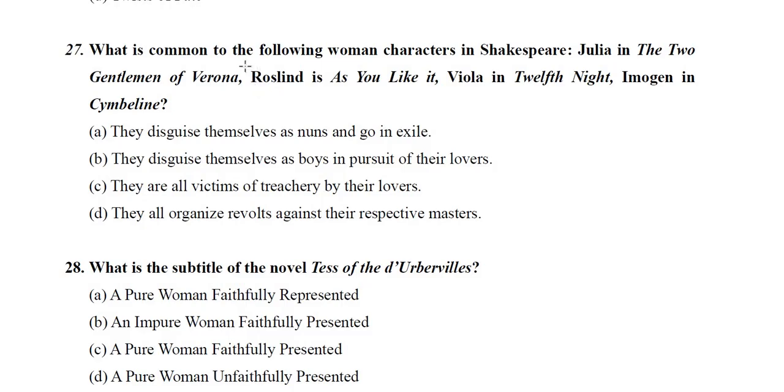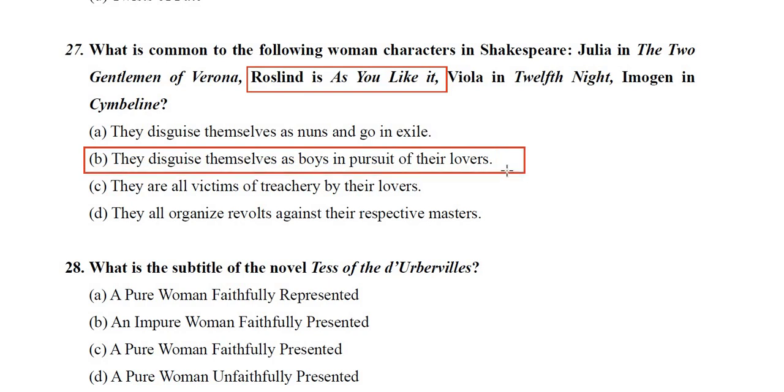See, if you have read this text As You Like It, and you are familiar with the story of the play, you know that Rosalind disguises herself as a boy in pursuit of her lover. So all the other three options don't go with Rosalind. So if you know only one text, you know the answer. This way sometimes you can just assume the answer. You can arrive at a conclusion which will be the answer.